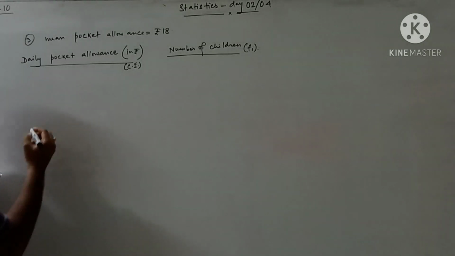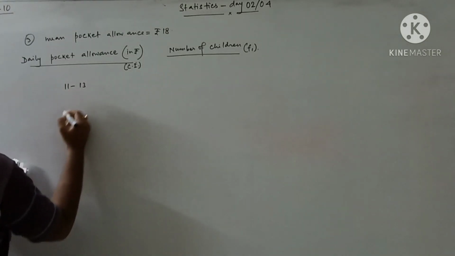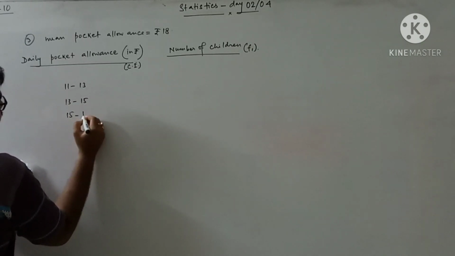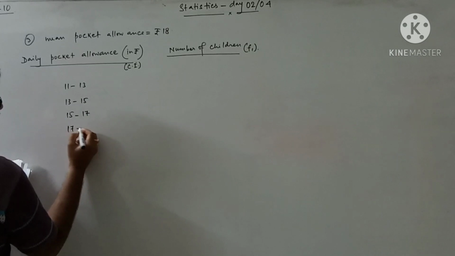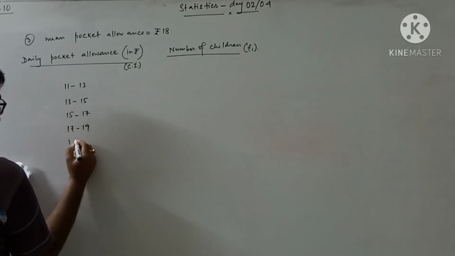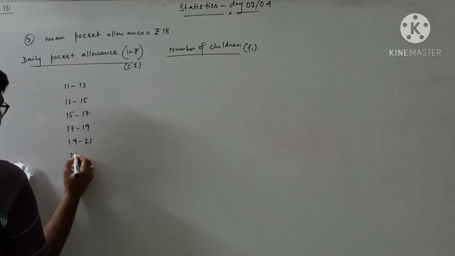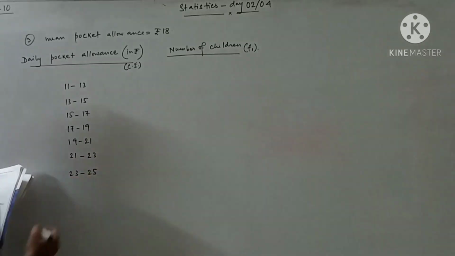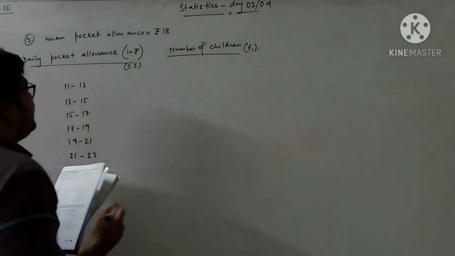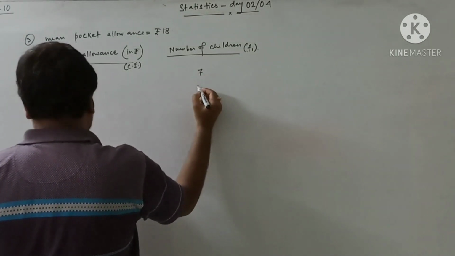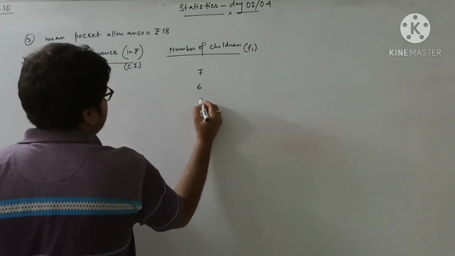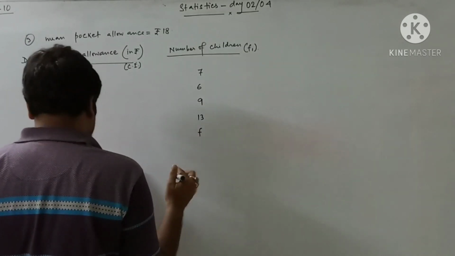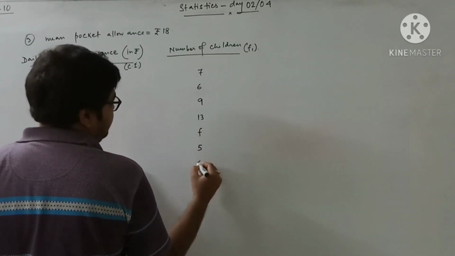The class intervals are 11 to 13, 13 to 15, 15 to 17, 17 to 19, 19 to 21, 21 to 23, and 23 to 25. And here the numbers of children are 7, 6, 9, 13, f, 5, 4.